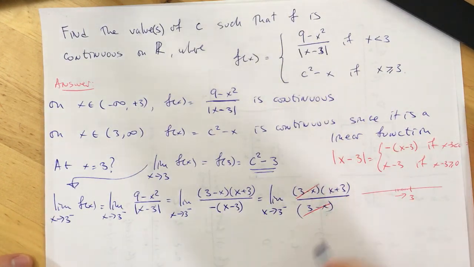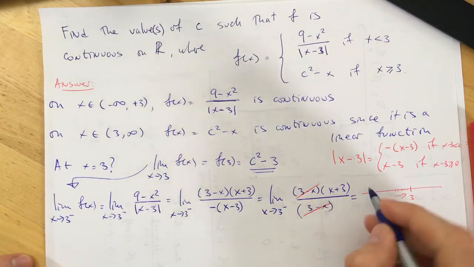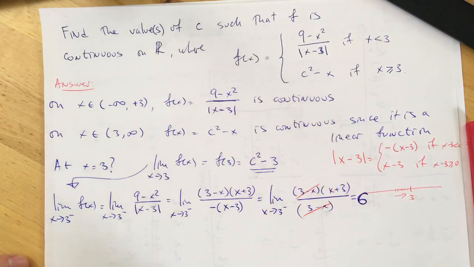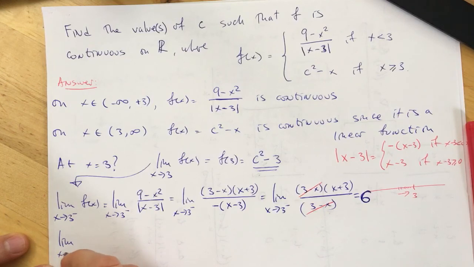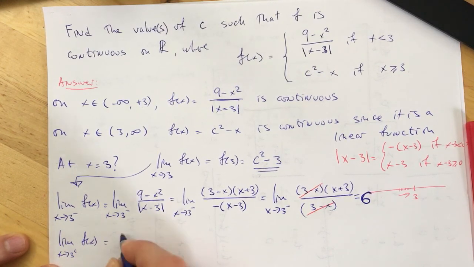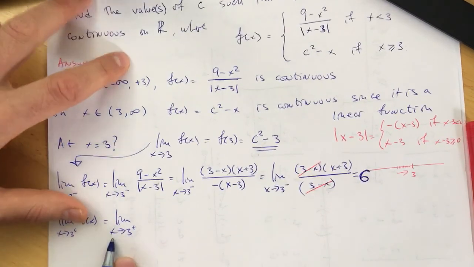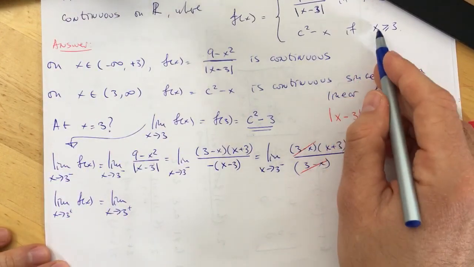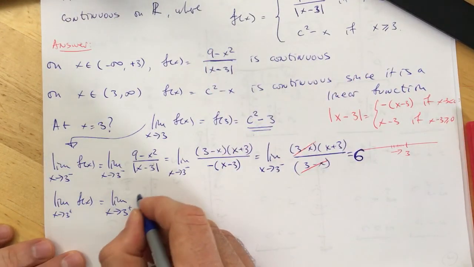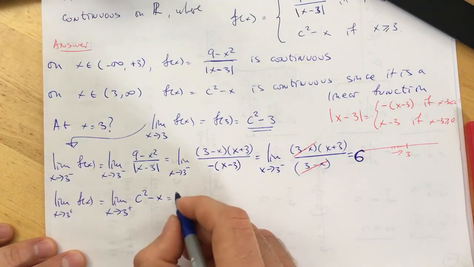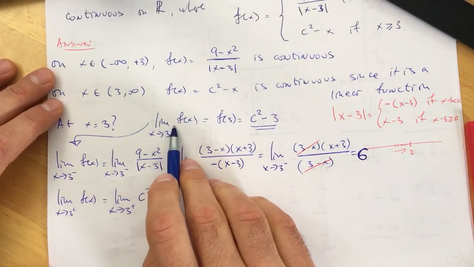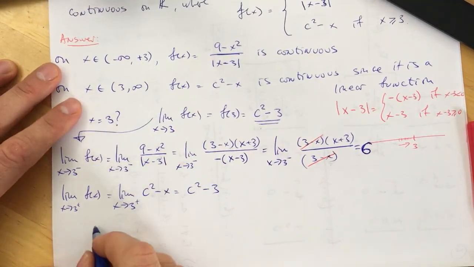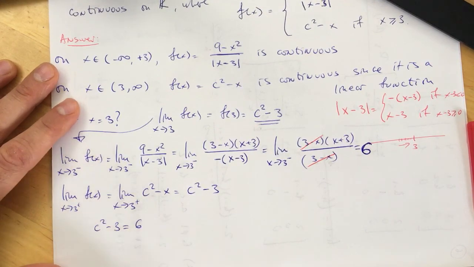And now when we try direct substitution, we get 3 plus 3, which is equal to 6. Okay? And then the limit as x approaches 3 from the right of f of x: that means I'm talking about x's that are greater than 3, and I look at the definition of the function. For all the x's greater than 3, f of x is c squared minus x. Use direct substitution and you get c squared minus 3. So in order for this limit to exist, these two one-sided limits have to be the same. c squared minus 3 has to be equal to 6.